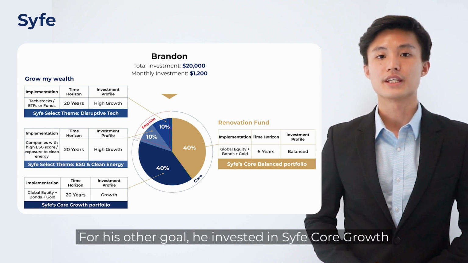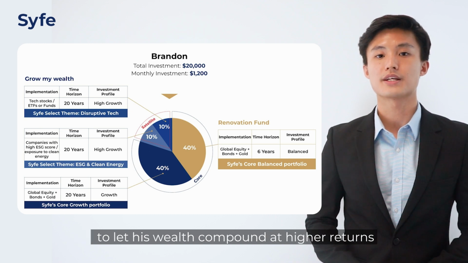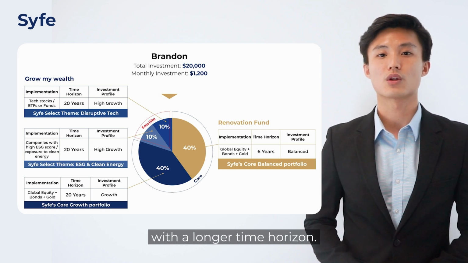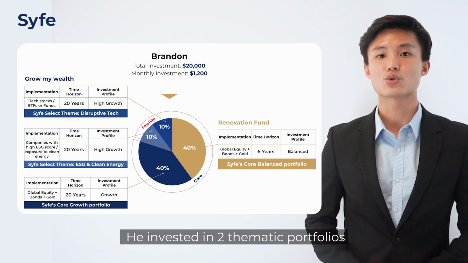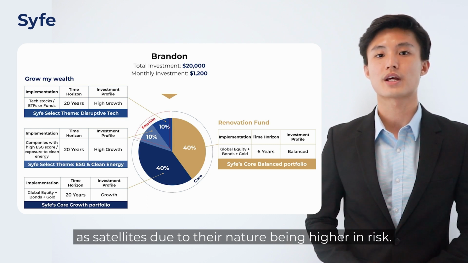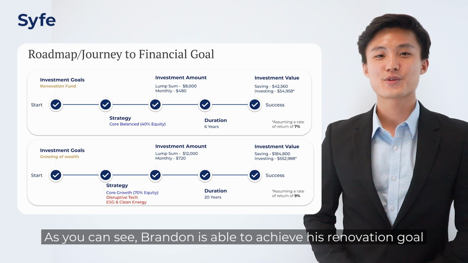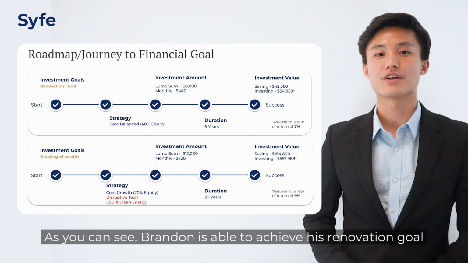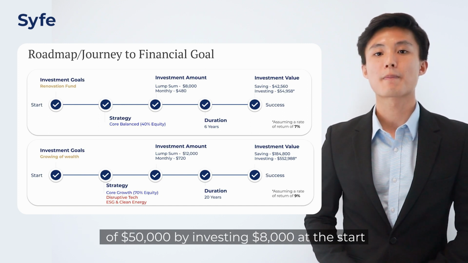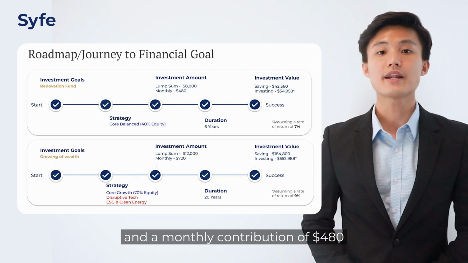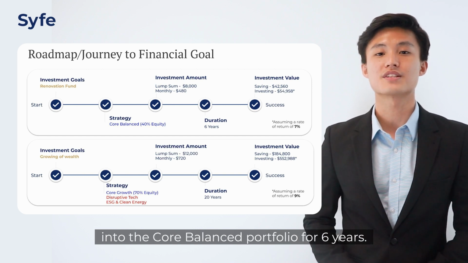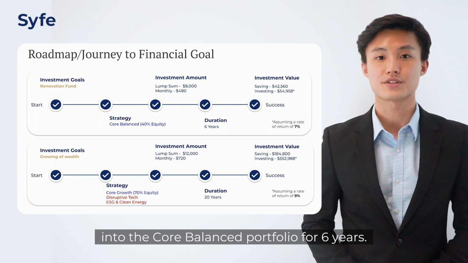For his other goal, he invested in Syfe Core Growth to let his wealth compound at higher returns with a longer time horizon. He invested in 2 thematic portfolios as satellite due to their nature being higher in risk. As you can see, Brandon is able to achieve his renovation goal of $50,000 by investing $8,000 at the start and a monthly contribution of $480 into the Core Balance portfolio for 6 years.